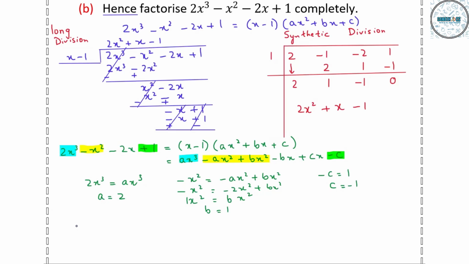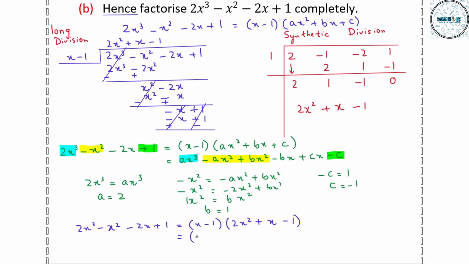Now we can write 2x cubed minus x squared minus 2x plus 1 is equal to x minus 1 times, value of a is 2, so 2x squared, value of b is 1, so plus x, and value of c is minus 1, so we can write here minus 1. It is the same quadratic expression which we have got by the other two methods.